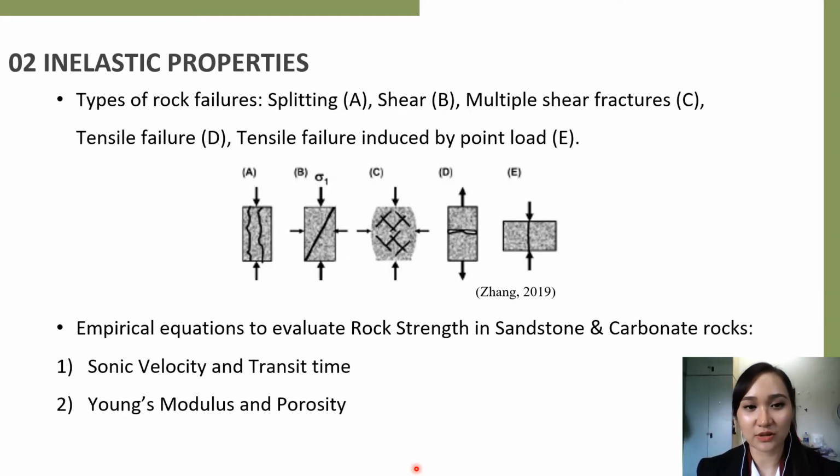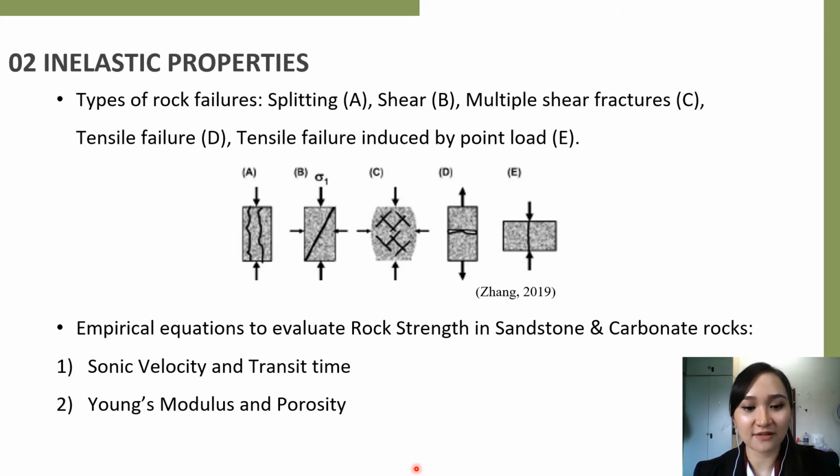So now moving on, I would like to touch on some of the types of rock failures. Here we have 5 examples, beginning with first, splitting, that is example A. We also refer to this as unconfined compression. And then we have shear failure, example B. This is expressed as a single plane of fractures, as you can see there. It usually has an inclined angle of less than 45 degrees. And then we have multiple shear fractures. This is the result of the increase in confining pressure with ductile rock.